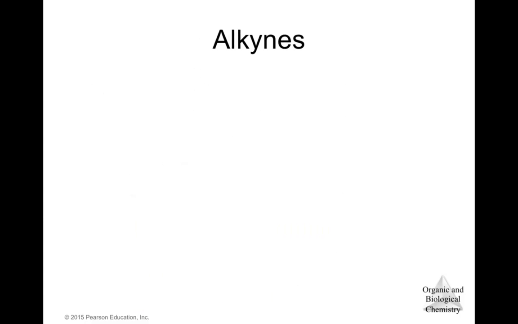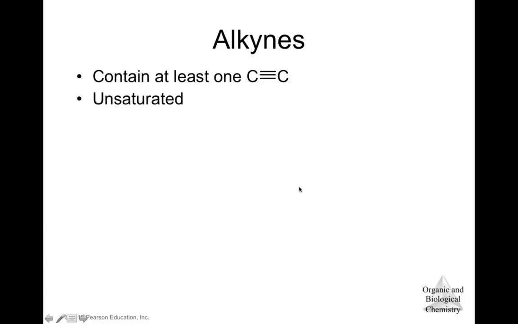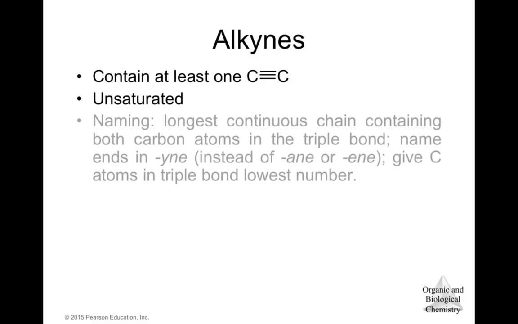So let's talk about the alkynes. The alkynes contain at least one triple bond between two carbons, and are also unsaturated hydrocarbons because we have at least a triple bond. When we have unsaturated, it is because we have fewer hydrogens than in a saturated compound.